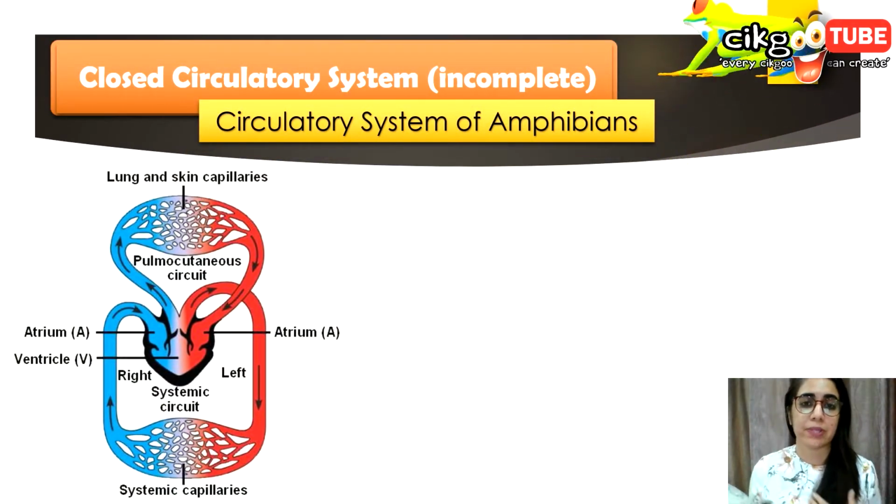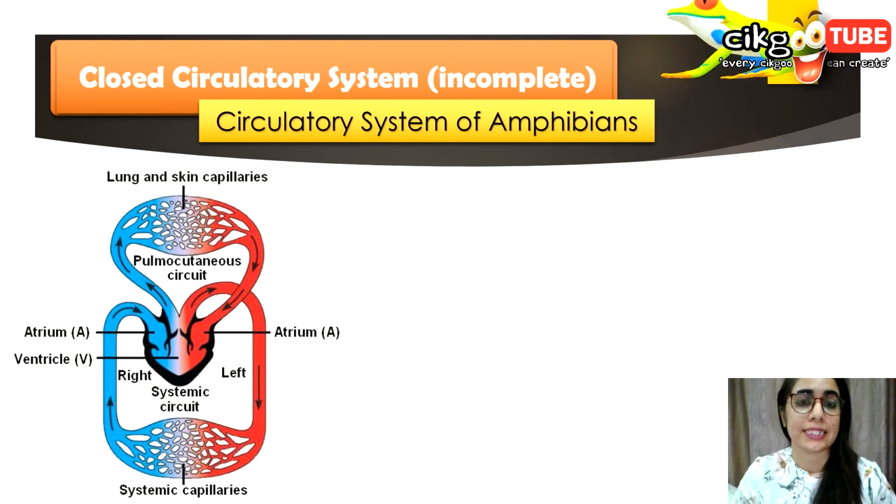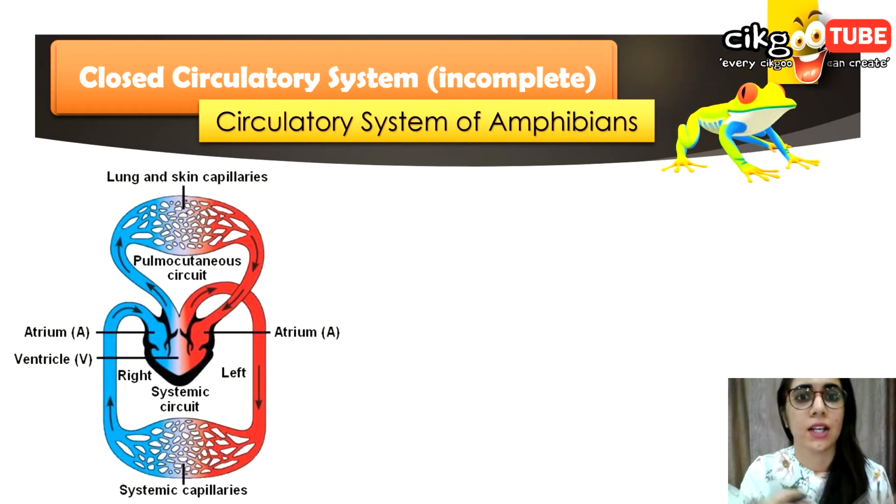Okay, now amphibians have a closed and incomplete double circulatory system. Closed, because blood flows in a continuous system of blood vessels. Double, because blood flows through the heart twice in a complete circulation. Two different circulations we have in the frog: the pulmocutaneous circuit and also the systemic circuit. Alright, and incomplete because the mixing of blood happens in the ventricle.